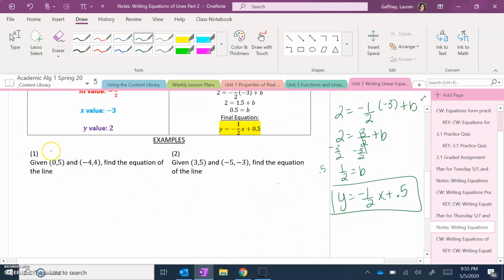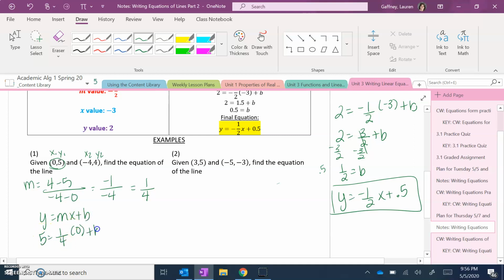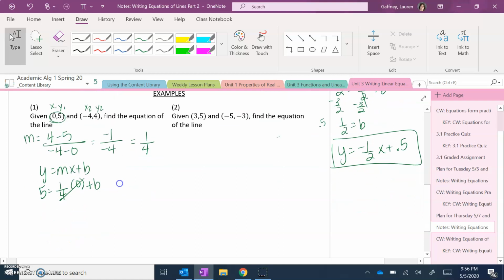So here, once again, you're given 2 points. Okay, so let's start by finding the slope. That should be your first step. So 4 minus 5, y2 minus y1, divided by x2, -4 minus 0. So 4 minus 5 would be -1. -4 minus 0 is -4. Let's reduce those to just a positive 1/4. Okay? So now pick a point. It doesn't matter which one. I'm going to pick this one because I think it's going to be easier because of having the 0 there. So let's fill in y is 5, m is 1/4, x is 0, and then plus b. That's going to knock that piece out, so your b is simply 5.